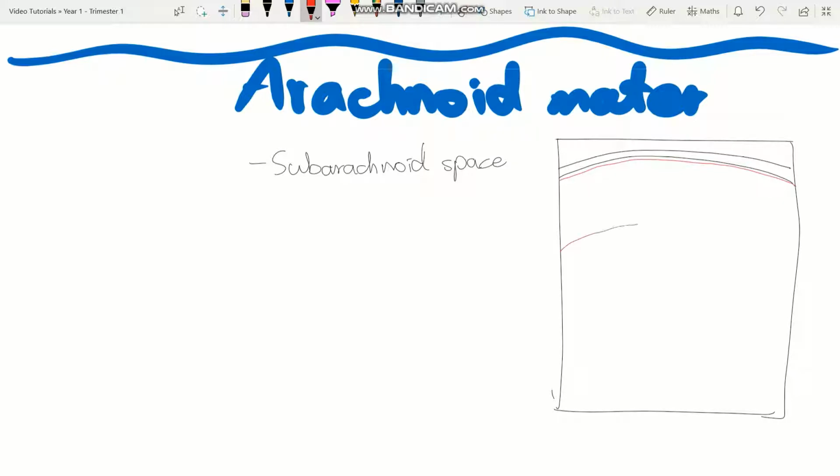This arachnoid mater is quite thick, and the space that lies between these two red lines is called the subarachnoid space. And this subarachnoid space actually contains cerebrospinal fluid. So this spinal fluid will continuously be floating around the subarachnoid space. It also contains blood vessels that run along either one of the surfaces of the arachnoid mater.